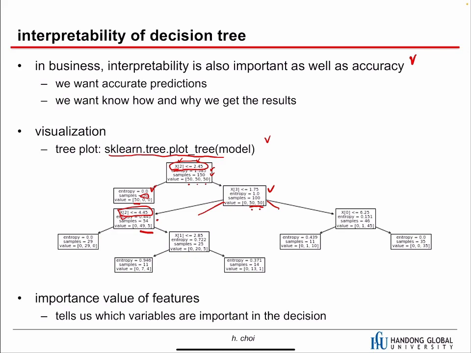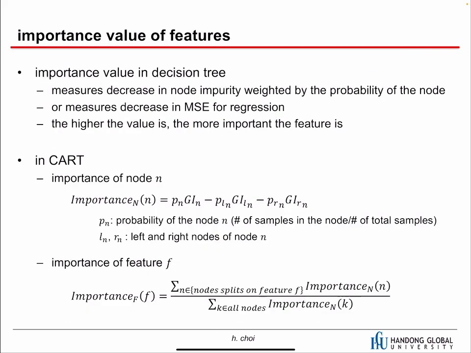And we can calculate the importance value of features. So in this tree, we can measure how much impurity is decreased in the node. So we have one node. From this, we split. Okay, so we can check how much impurity is decreased by splitting this node, and this split is based on the specific feature.